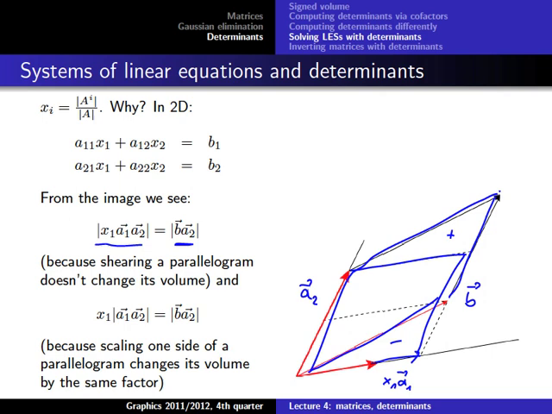Now another thing we know from geometry is that scaling one side of a parallelogram with a scalar changes the volume by the same factor. So for example, if you double one side of the parallelogram, you also double its volume. And that means we can take this scalar value and write it in front of the determinant.